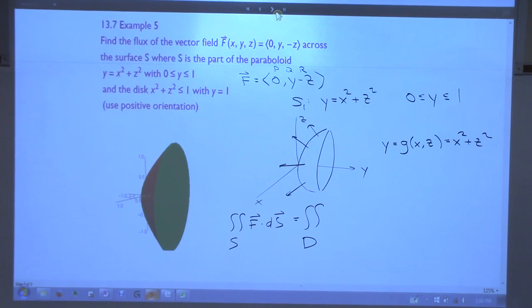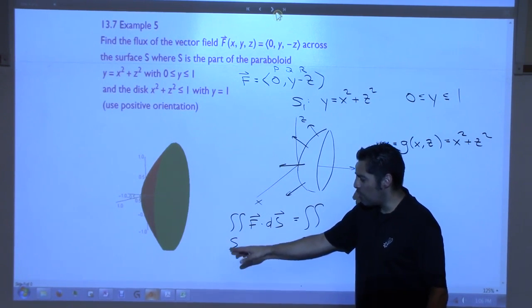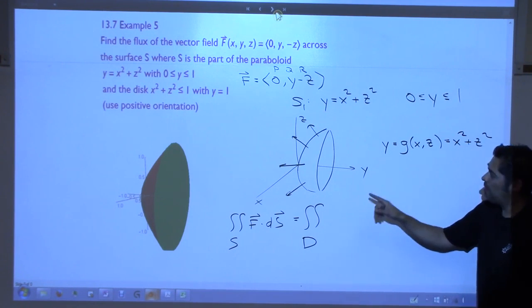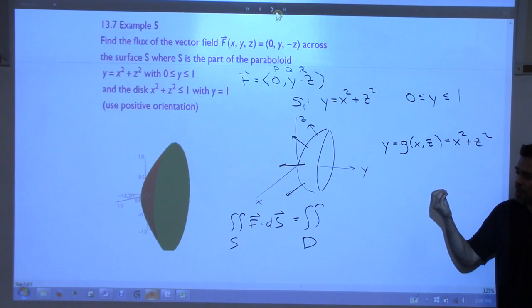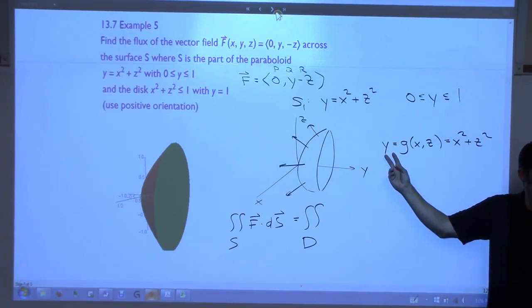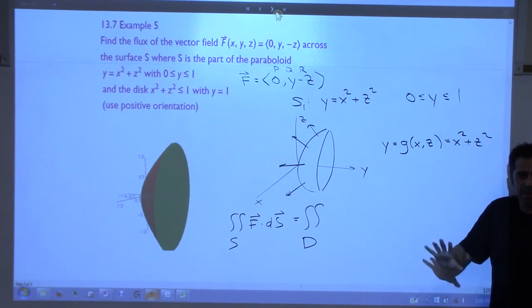No, that's our dS. We're switching our integration here from being over the surface to being over D. It's the circle, the actual constraints of the two variables that are controlling y. So D is going to be our restrictions on x and z, which we have not addressed yet.